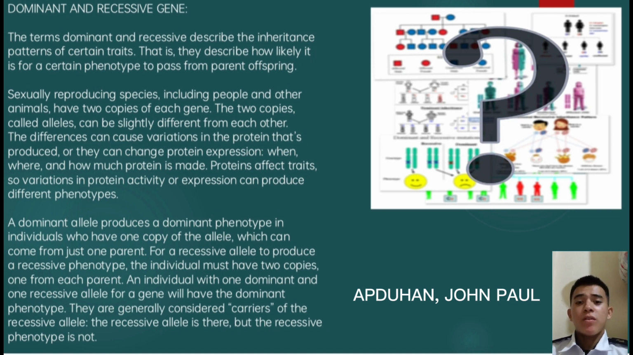What causes recessive genes? Autosomal recessive inheritance is a way a genetic trait or condition can be passed down from parent to child. A genetic condition can occur when the child inherits one copy of a mutated gene from each parent. The parents of a child with an autosomal recessive condition usually do not have the condition.